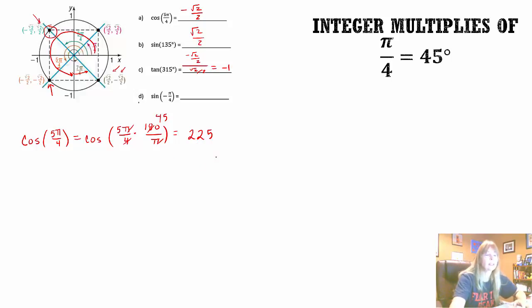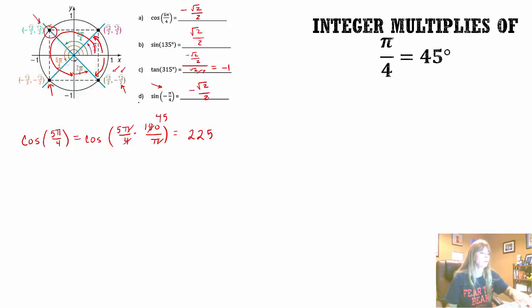All right, and so the last one, just have to be careful. This is a negative value. So the sine of negative pi over 4. Pi over 4 was going this way. Negative pi over 4 is going this way. So the sine, being the y value, would be negative square root of 2 over 2.